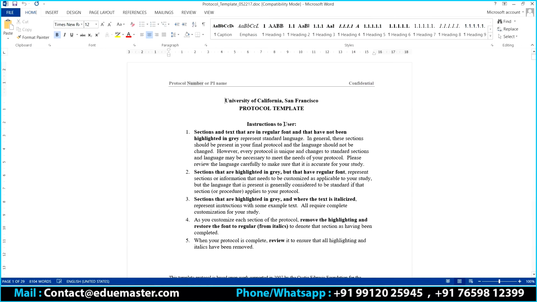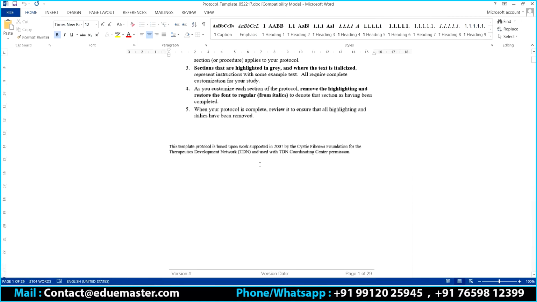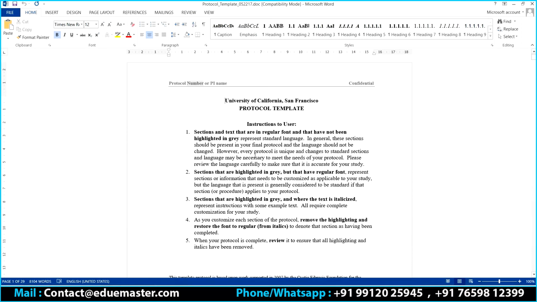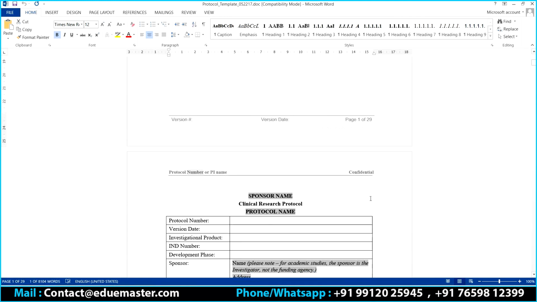Now, let me show you one of the templates. This template, you can download it from the website. I'll give you the website details also. All right. So this is one of the protocol templates. Generally, we take this template and we are going to fill it.